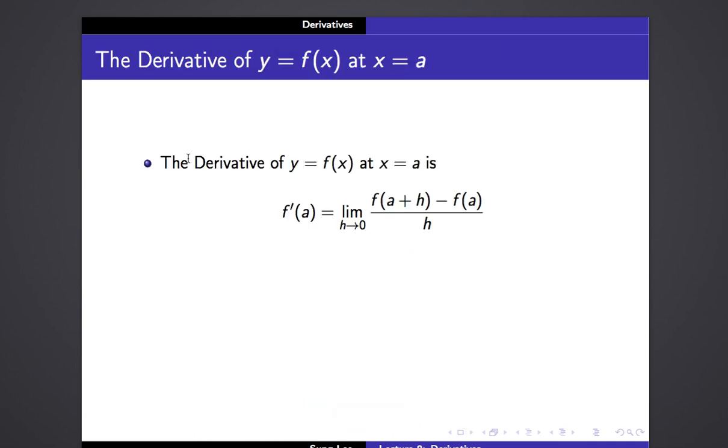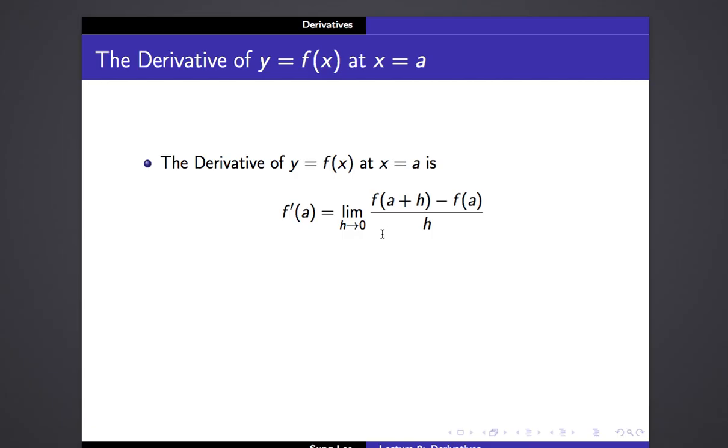We got it. So that's the derivative. Earlier I mentioned that derivative is the name for finding the slope of the tangent line to the graph of y equals f of x at a particular point x equals a. So the derivative of y equals f of x at x equals a is given by this. Derivative is denoted by this notation here: f prime of a equals the limit of this quantity here.